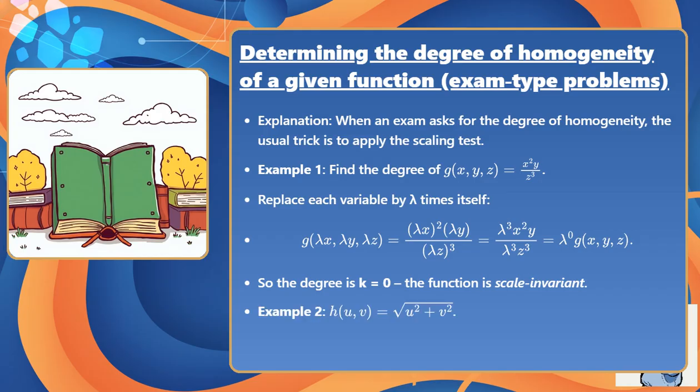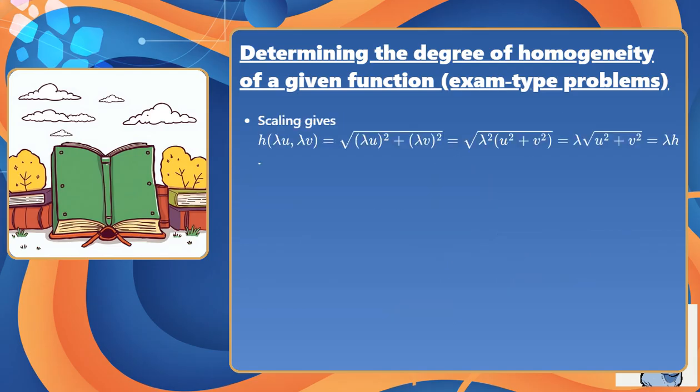Example 2: h(u, v) = √(u² + v²). Scaling gives h(λu, λv) = √((λu)² + (λv)²), which equals √(λ²(u² + v²)), which equals λ√(u² + v²), which equals λ h(u, v). Hence k = 1; the Euclidean norm is homogeneous of degree 1.